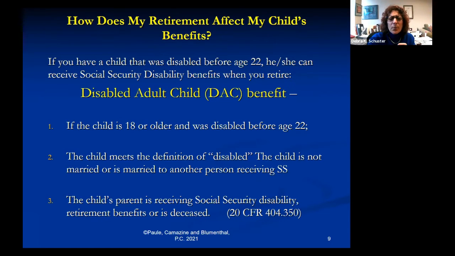So how does your retirement affect your child's benefits? If you have a child that was disabled before age 22, he or she can receive Social Security disability benefits when you retire, and that is called the Disabled Adult Child Benefit, or DAC. This is a category of benefits that is available if the child is 18 or older and was disabled before age 22, the child meets the definition of disabled, and the child is not married or is married to another person who's receiving Social Security disability, and the child's parent is receiving either Social Security disability benefits or Social Security retirement benefits, or is deceased. So all of these categories must be met for a child to receive disabled adult child benefits.